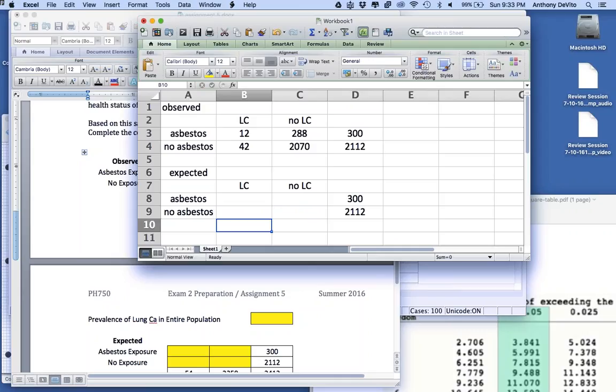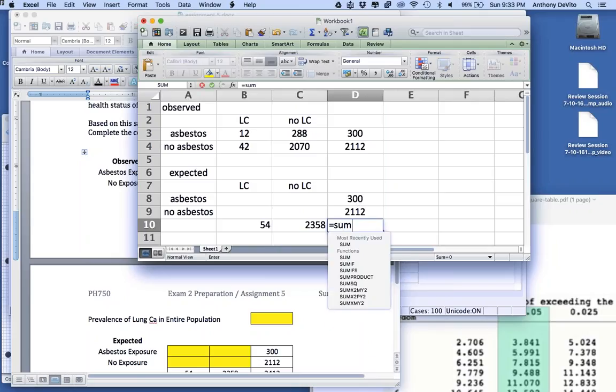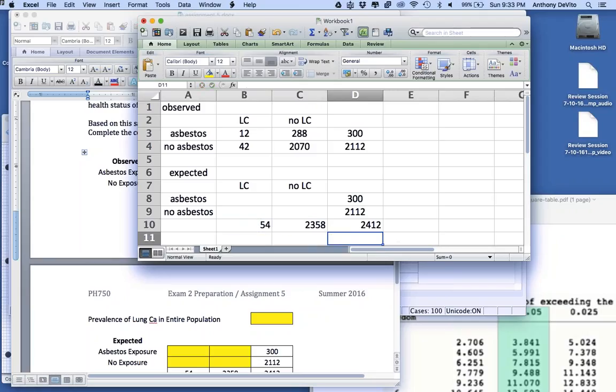We know the total number of people that got lung cancer was 454. Total number of people that didn't get lung cancer was, let's see, 2000. I'll tell you what, equals sum. Don't have to strain my brain here. And the total number of people is equal to 2414.